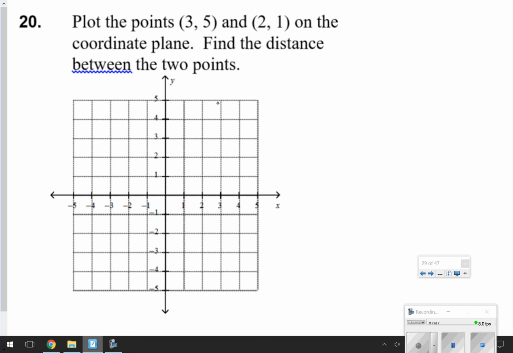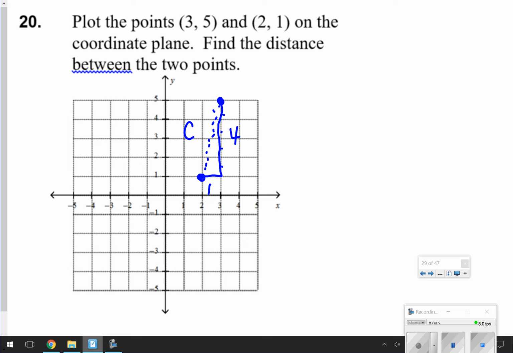Number 20, plot the points (3, 5) and (2, 1). Here's (3, 5), (2, 1). Find the distance between the 2 points. You're finding this line right here. You can do this in multiple ways. You can use the distance formula, or you can pretend that this is a right triangle. So this length is 1, this length is 1, 2, 3, 4. And we don't know what this one is, okay? Or you can use the distance formula, either one. I'm going to show you both ways.